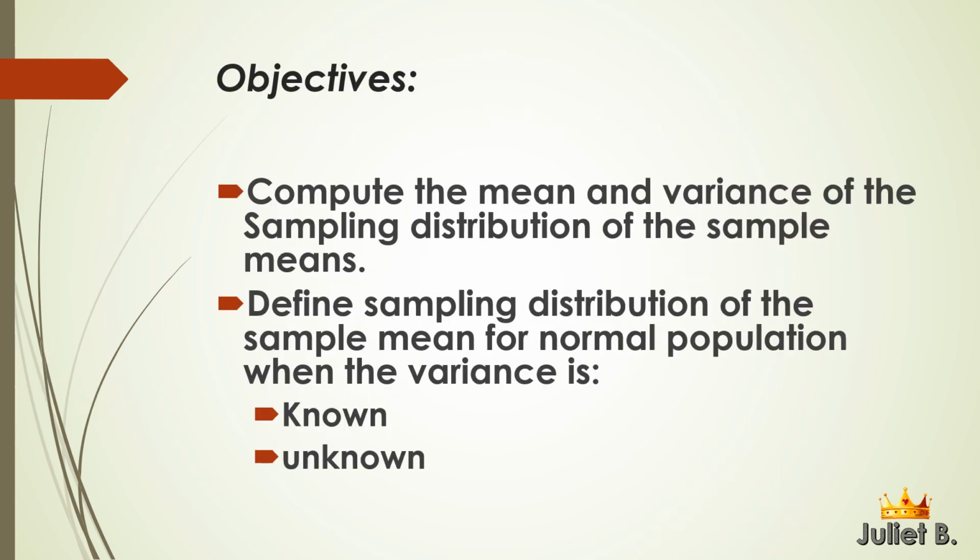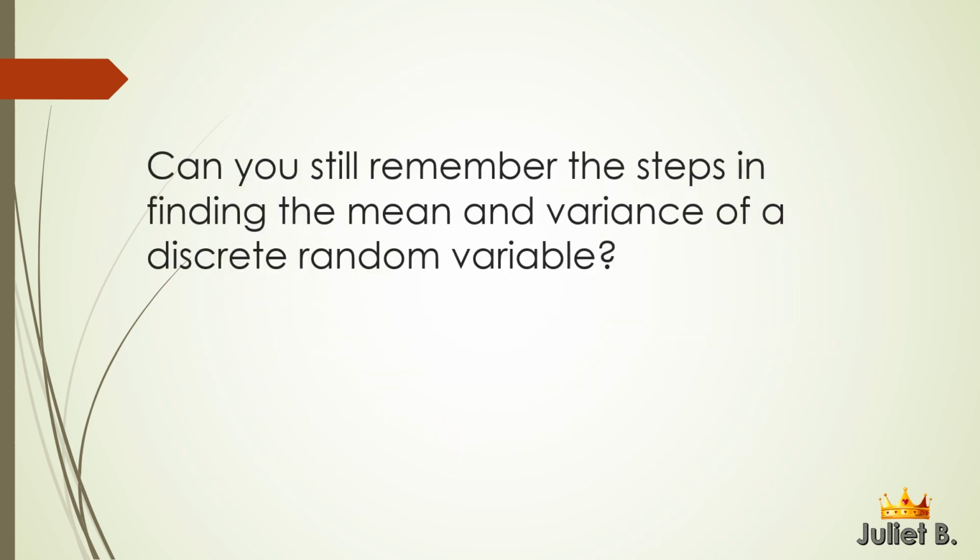Objectives: compute the mean and variance of the sampling distribution of the sample means and define the sampling distribution of the sample mean for a normal population when the variance is known and unknown. Can you still remember the steps in finding the mean and variance of a discrete random variable? So in this lesson, we will study how to find the mean and variance of a sampling distribution of the sample mean.